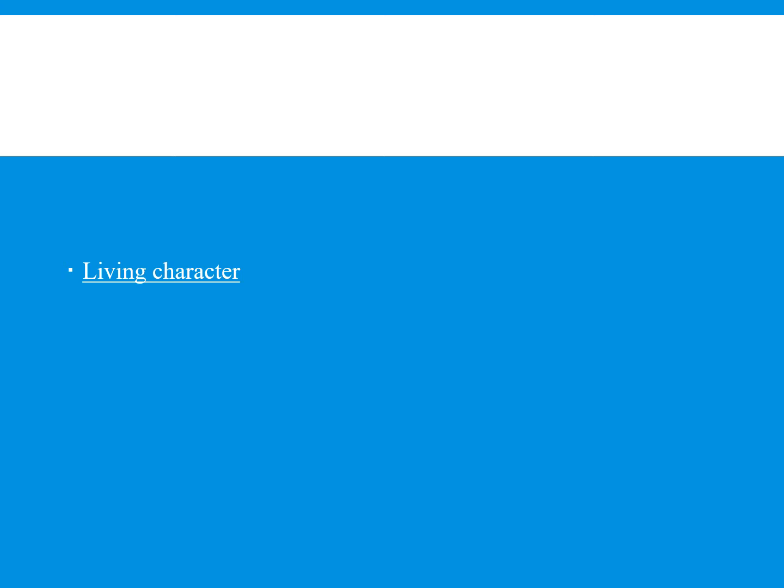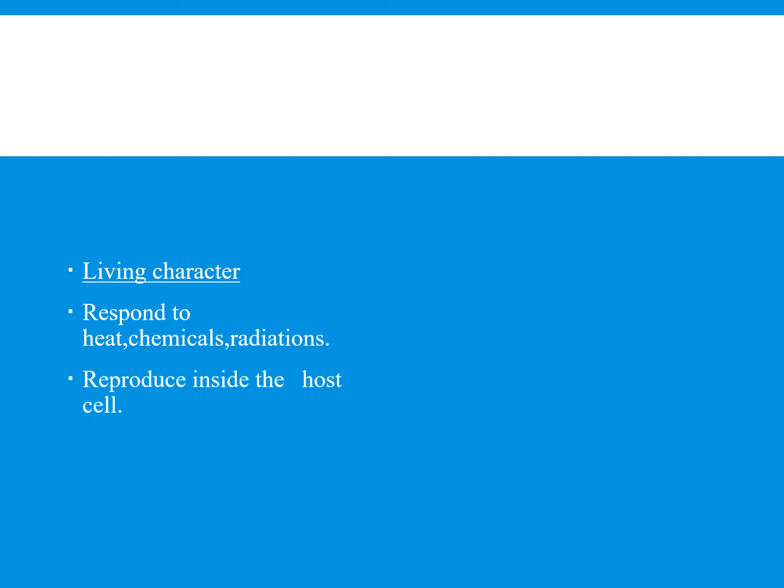Living characters of virus: it responds to heat, chemicals and radiation, and it can reproduce only inside the host cell. And then it shows irritability, which is a response to stimuli. When viruses are triggered, they show irritability. These three are living characters.